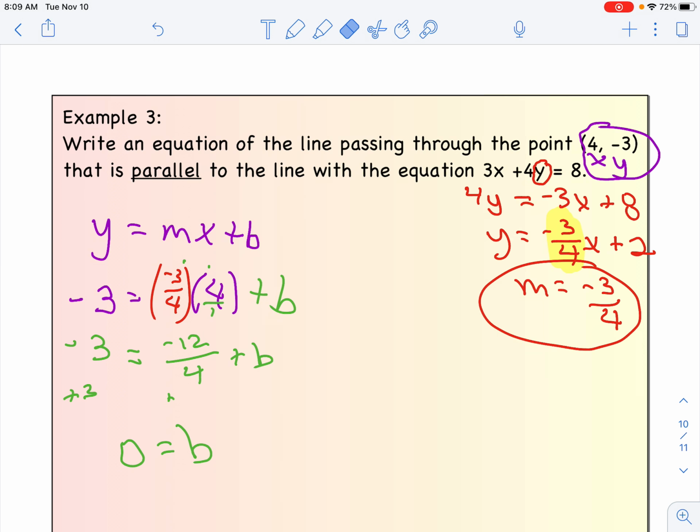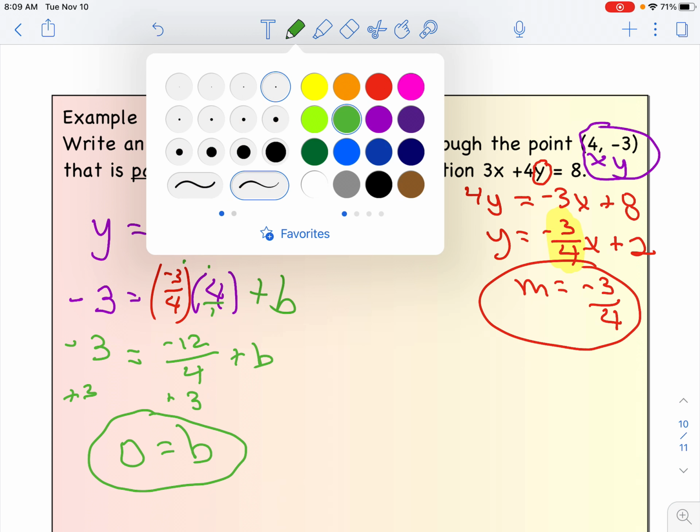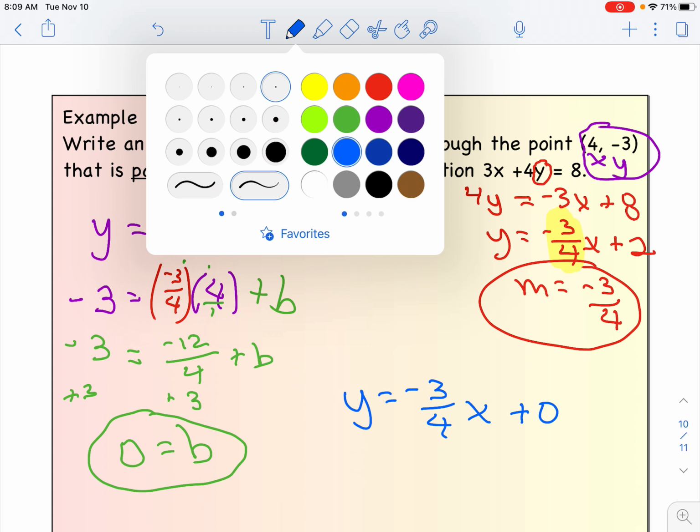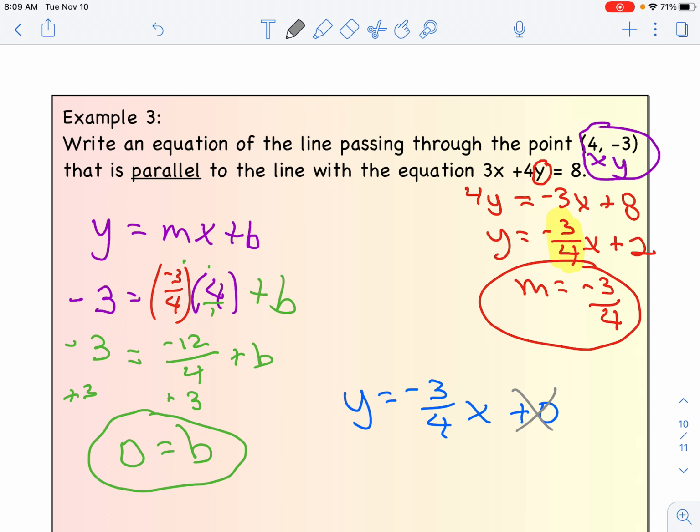That's going to give me b equals 0. And that seems kind of weird. You might be like, well, wait, I must have made a mistake. Well, you didn't, because your y-intercept can be 0, right? That's okay if it goes through the y-axis at 0. So then your equation of this line that's parallel to this given line that goes through that point 4, negative 3 is y equals negative 3/4 x plus 0. But we wouldn't write that in there. So just y equals negative 3/4 x.